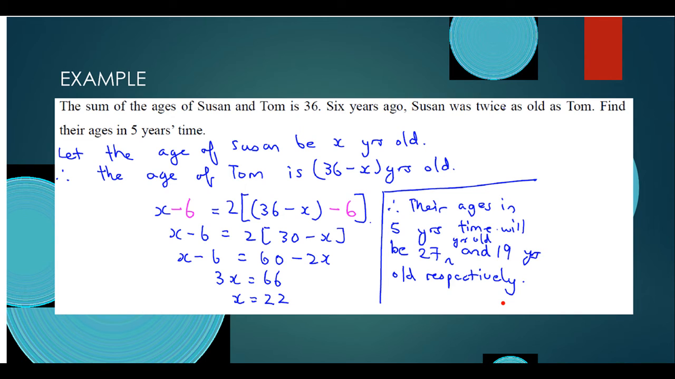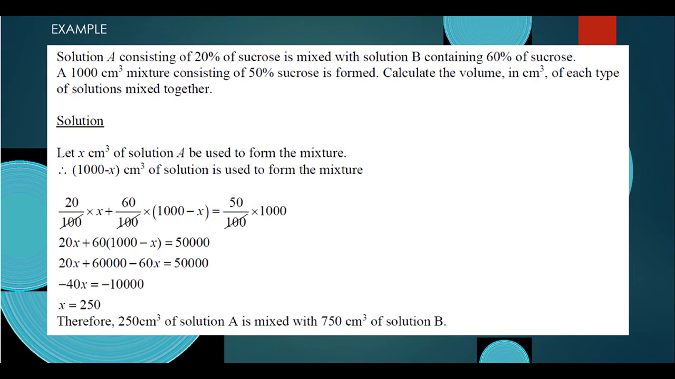So that's all for this age problem. Now let's move on to the last problem on algebra. This is a mixture problem. Here the question reads, solution A consisting of 20% of sucrose is mixed with solution B containing 60% of sucrose. So a 1000 cm cube mixture consisting of 50% sucrose is formed. Calculate the volume in cm cube of each type of solution mixed together.